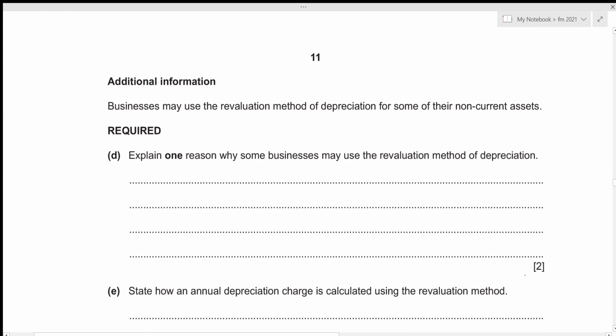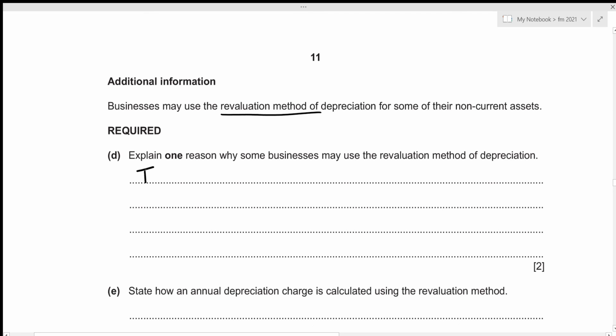We are given additional information. Businesses may use the revaluation method of depreciation for some of their non-current assets. So under revaluation method, we do not charge the fixed amount of depreciation. We just revalue the value of the assets. And for the fourth question, we need to explain one reason why some businesses may use the revaluation method of depreciation. Okay, so the revaluation method is used when any non-current asset consists of many items but each of small value, which would make it impractical to calculate the depreciation charge, right? That could be a reason.